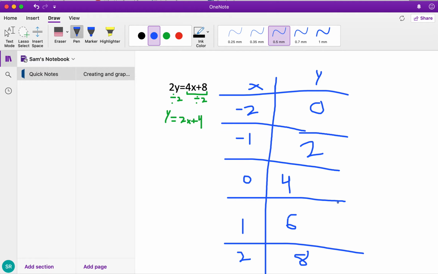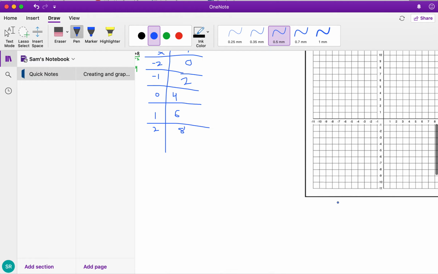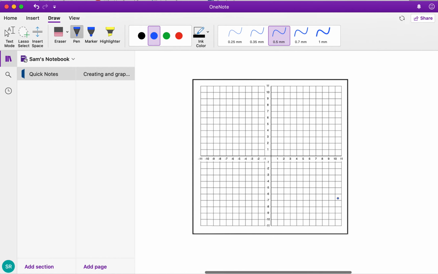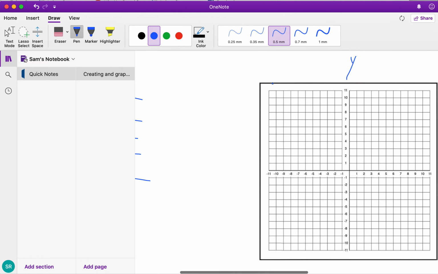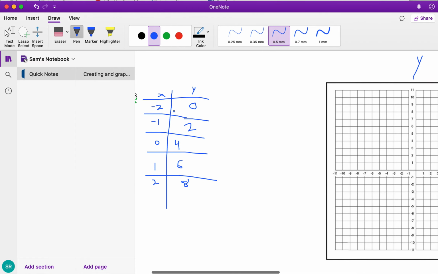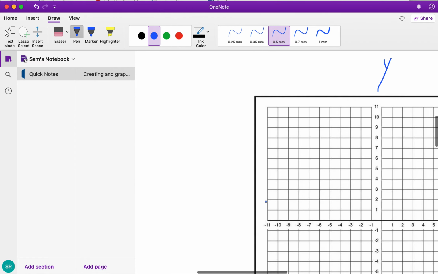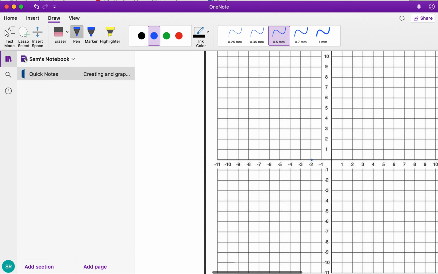So now let's quickly plot these points on our x and y plane. Just a reminder, you always want to label your axes. The x-axis is the one that goes horizontally, and the y-axis is the one that goes vertically. So our first point is negative 2, 0. So negative 2 on the x-axis, and we're not moving at all, 0 on the y-axis. So that's one right here.